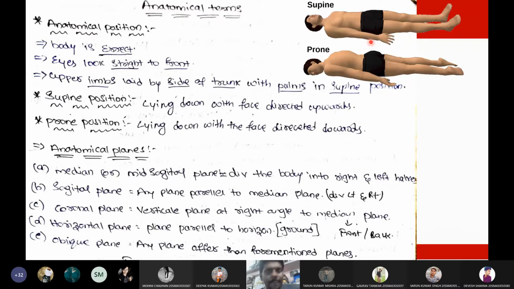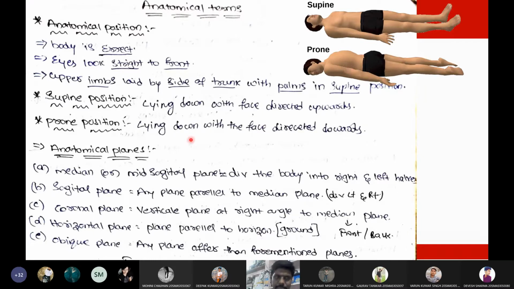For example, if we are going for any abdominal surgery, then we will keep the patient in supine position. If we are going for any lumbar or spinal cord surgery, then we will keep the patient in prone position. Is that clear for you? Do you have clarity about the supine and prone position? Supine means abdomen will be on the top. Yes, sir. Prone means abdomen will be on the bottom. This is called supine and prone position.